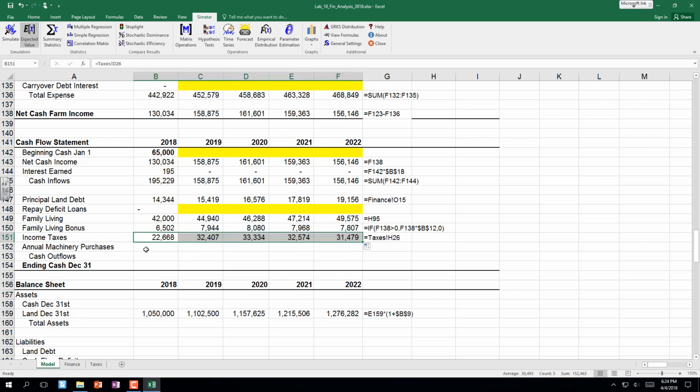Okay. Now, we have annual machinery purchases. And this is where things get a little bit complicated. Machinery is the worst thing you can model. I'll just tell you up front. Because technically you should keep record on each machinery item. So if you go to a typical farm, they'll have 100 pieces of machinery. So you've got to keep track of it.